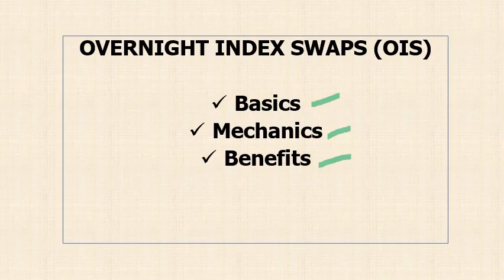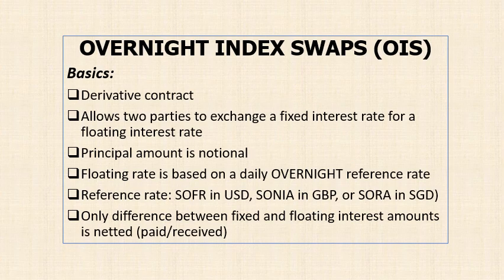So let's get going. An overnight index swap, or OIS, is a derivative contract. It is an interest rate derivative contract that allows two parties to exchange a fixed interest rate for a floating interest rate based on a notional amount. The floating rate is based on a daily overnight reference rate. This is the main differentiator of OIS. The overnight reference rate can be SOFR in USD, SONIA in GBP, or SORA in Singapore dollars.